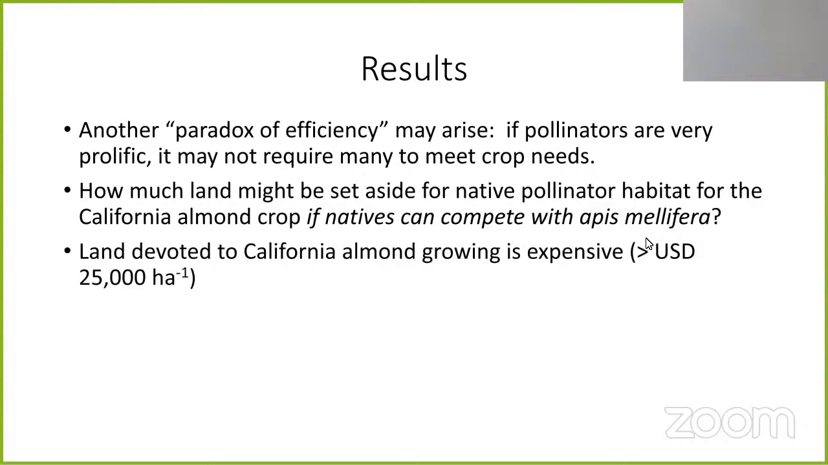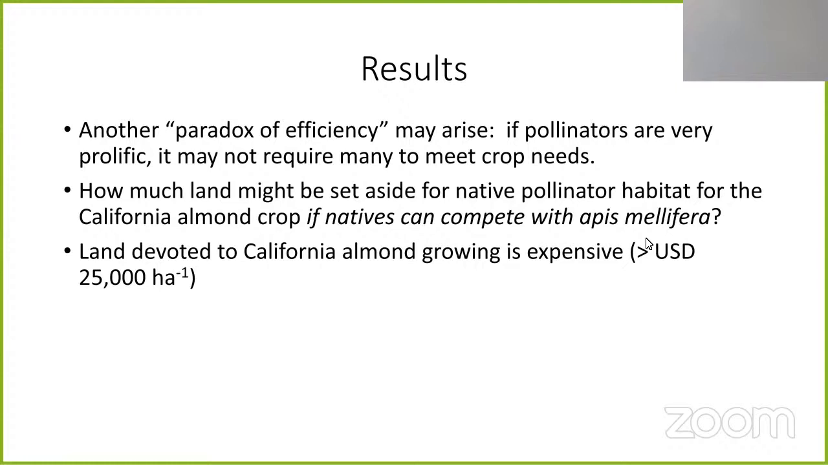Now, another thing to think about, and sorry, I think I'm probably going a little too fast here, but the thought experiment that I'm thinking about is how much land would a farmer be willing to set aside to maintain native pollinators, if they wanted to maintain native pollinators rather than just renting hives of European honeybees. So how much land would they have to set aside, or would they be willing to set aside?